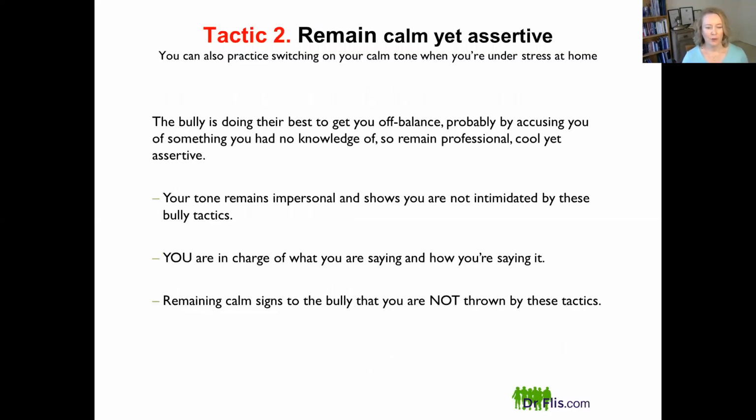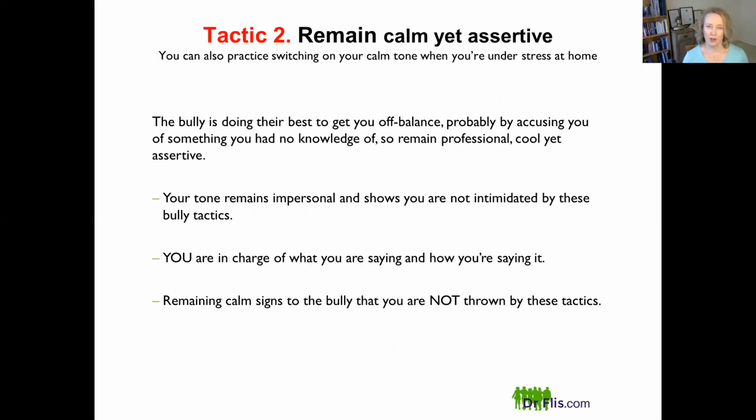Tactic 2, remain calm yet assertive. Again, practice using this in any stressful situation at work or at home. It's really about switching on your consciousness. The bully is doing their best to off-balance you, as we've discussed before in previous lessons, and they're probably trying to accuse you of making a mistake or doing something that you probably have no knowledge of. The whole point is to put you off balance and make you feel that you've done something wrong.